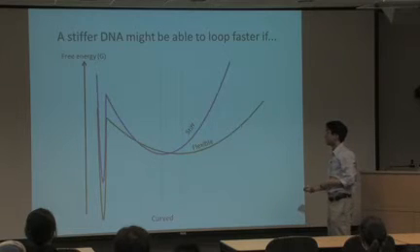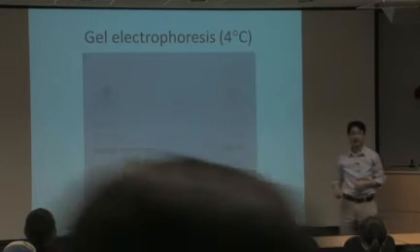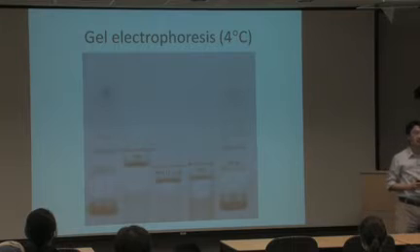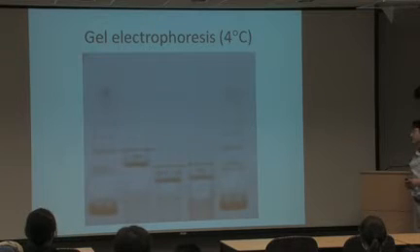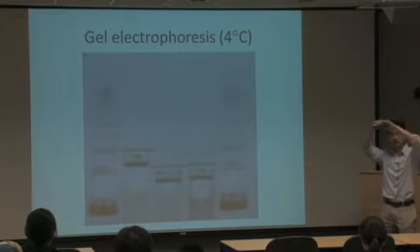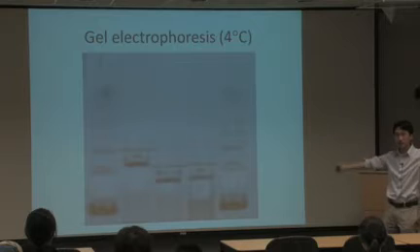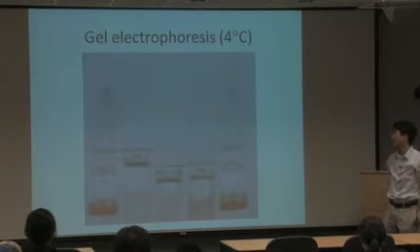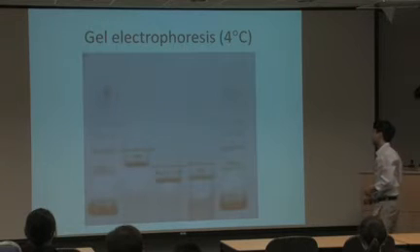So we set out to test this by using gel electrophoresis. The idea is that if you run gel electrophoresis at very low temperature, then you can stabilize a DNA molecule in the open state, right? So we are not really looking at the effect of bending here. We are just looking at the intrinsic curvature or permanent curvature of the DNA molecule.